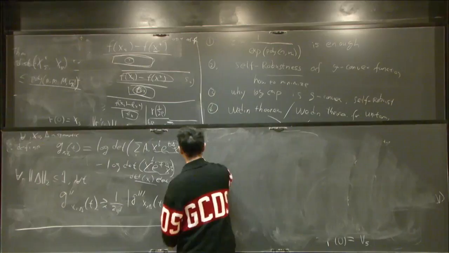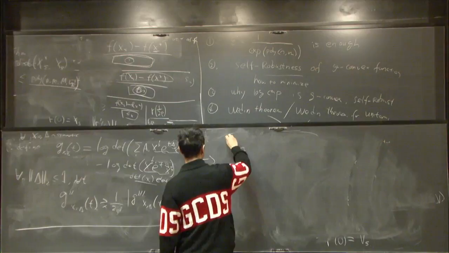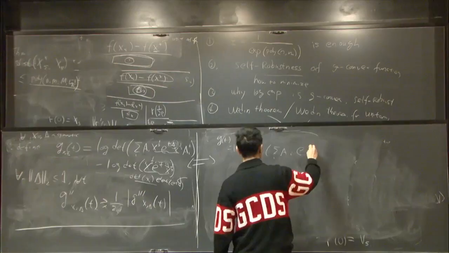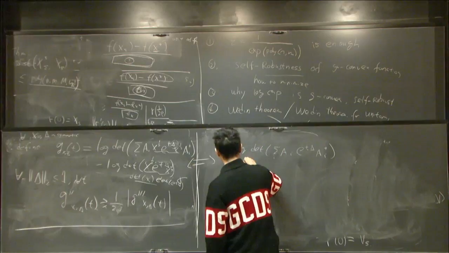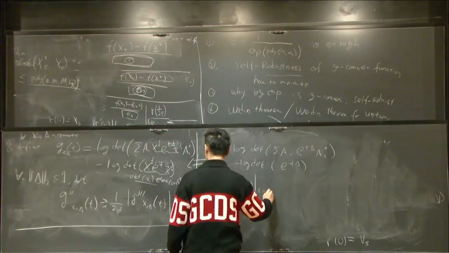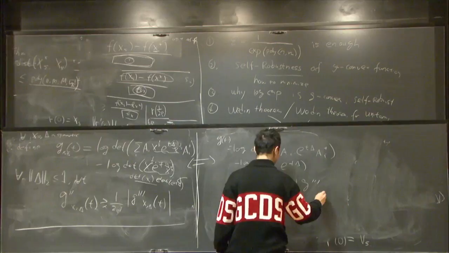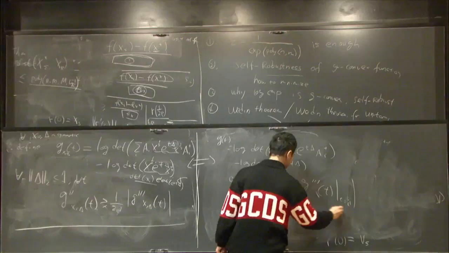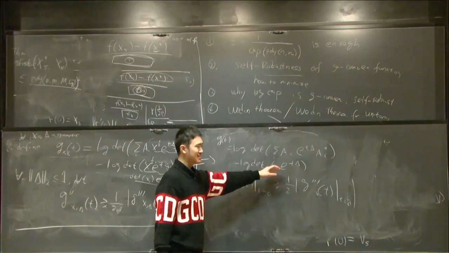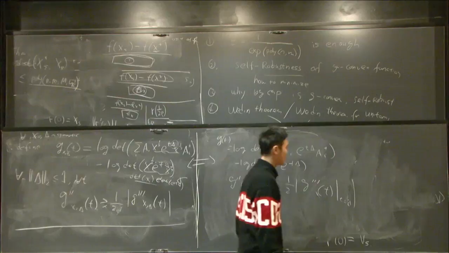So it is enough to prove the log. It is enough to prove this g(t), which is the log of the determinant of the summation over i of a_i e^{tΔ} a_i dagger, minus the log determinant of e^{tΔ}. This g(t) satisfies g''(t) for t at 0 is bigger or equal to 1/2 times g'''(t) for t equal to 0. If I prove this, I also prove the other one just by changing a_i to something else, if I prove this for every a_i and every symmetric Δ of norm at most 1. Okay, so let's start proving this.